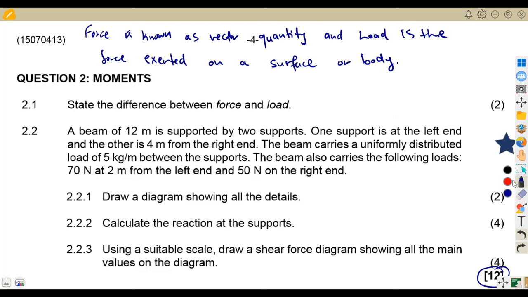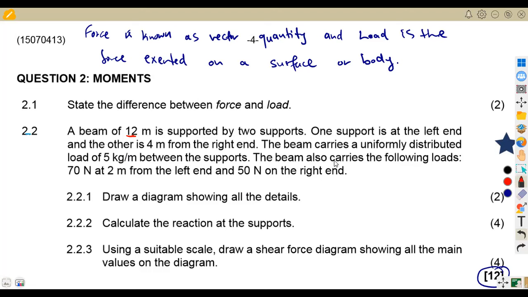On the other part, 2.2, we are now given a beam that is 12 meters. Take note here, the 12 meters is supported by 2 supports. One support is at the left end and the other 4 meters from the right end. The beam carries a uniformly distributed load of 5 kg per meter. The beam also carries the following loads: 70 Newton and so on. Draw the diagram showing all the details.